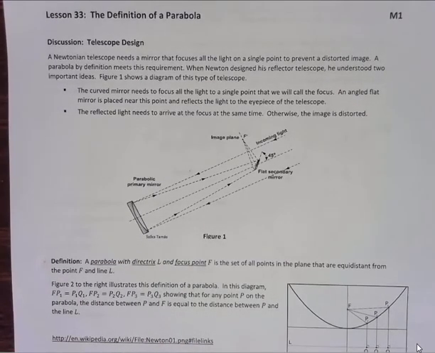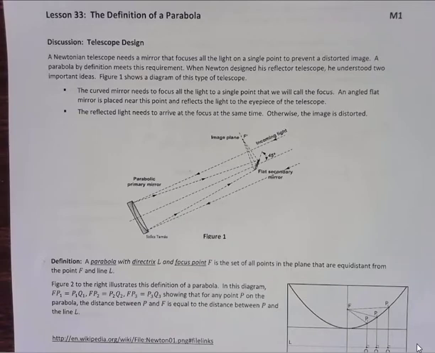So a parabola, as you may recall from geometry, is the locus of all points, or the set of all points equidistant from a particular line known as the directrix and a focus point.